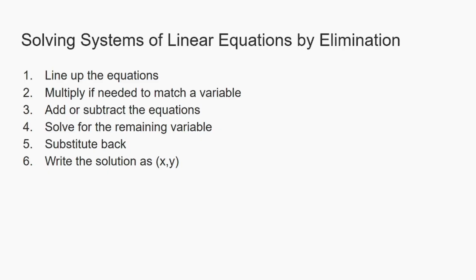So first, we line up the equations. I like to line up my equations with the x in the same location and the y in the same location. That way, it's easier for step 2, where we need to multiply to see whether we need to match the coefficients. The third step is going to be to add or subtract the equations. The fourth is going to be solve for the remaining variable. The fifth is to substitute back. And sixth, we get our answer as x comma y.